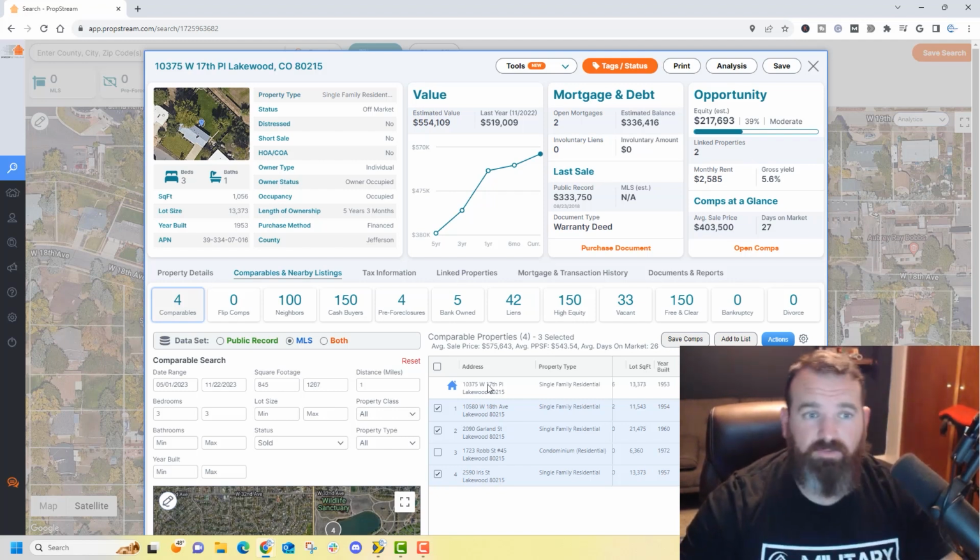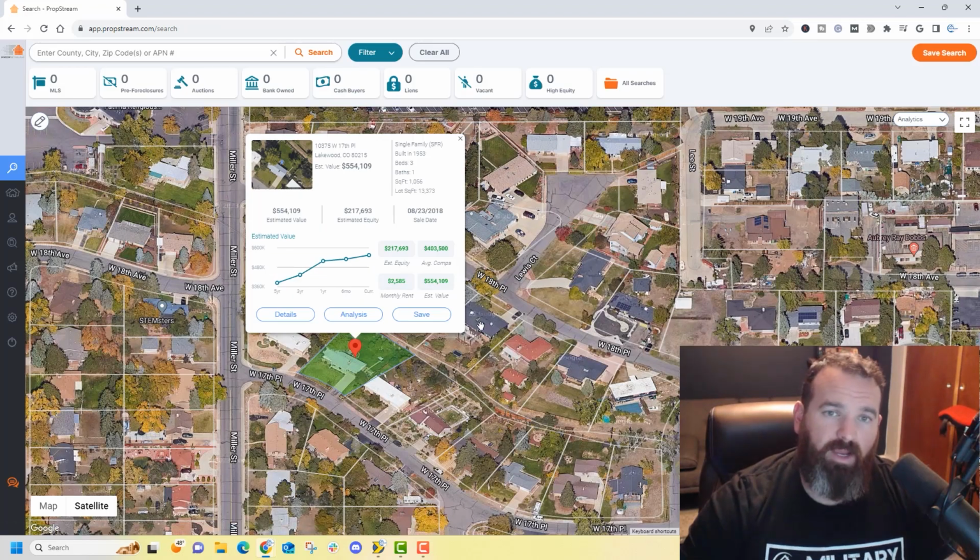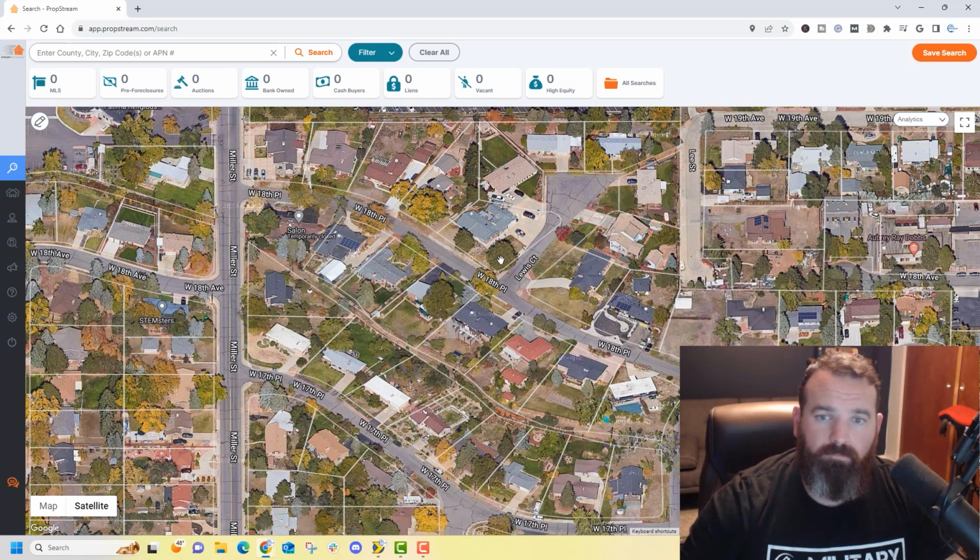Now there's a ton of other things that Propstream is useful for. I absolutely love it. It is one of, if not my favorite, real estate platforms for finding off-market deals, comping properties, looking for owners, pulling your lists, all kinds of crazy stuff. It is phenomenal, but I've got other videos on that, so go check them out.